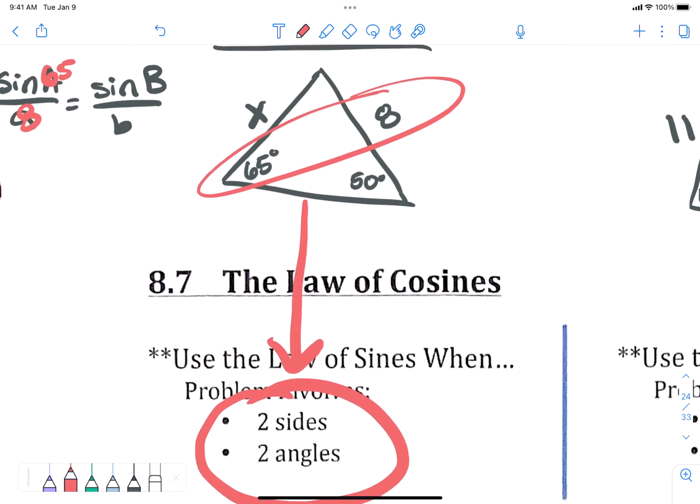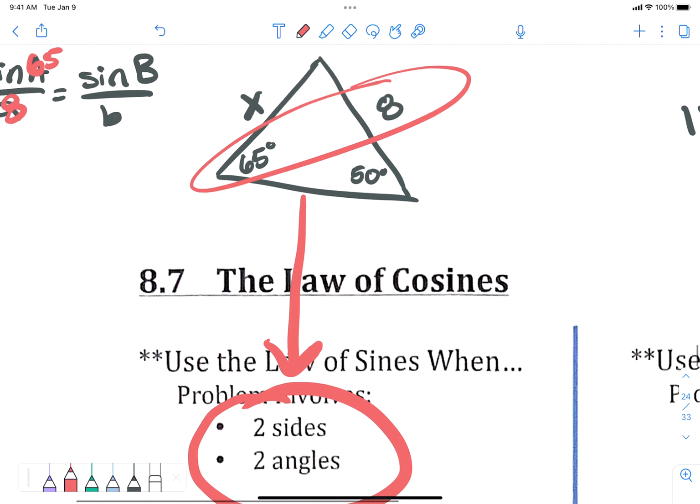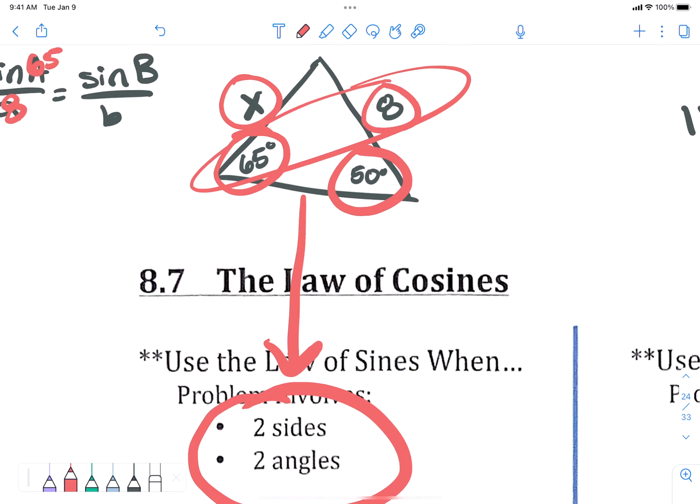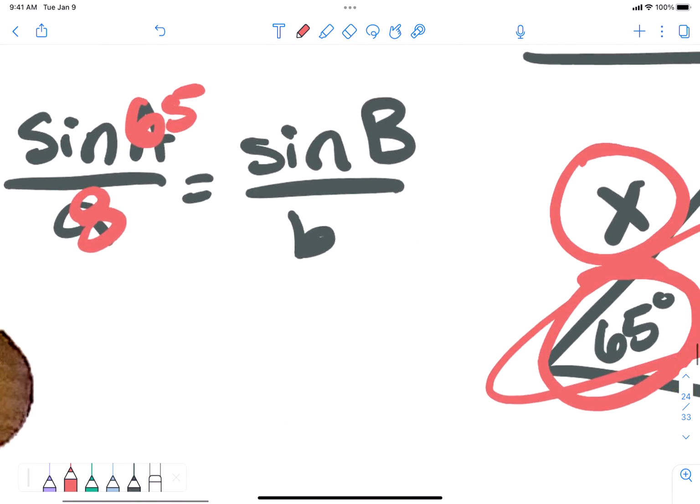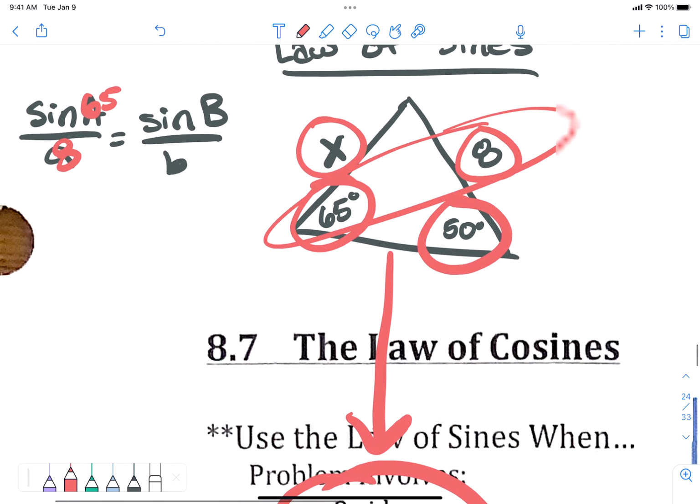Two sides and two angles. Here, I had two angles. They were 65 and 50. And the two sides were X and 8. Now I realize that I'm solving for X, but that still involves two sides and two angles. One of those four things I'm going to be solving for, right? Does that make sense? Two sides, two angles, that's when you use the law of sines because the formula uses two sides and two angles. Does that make sense? Okay, so you just look at what you're given.